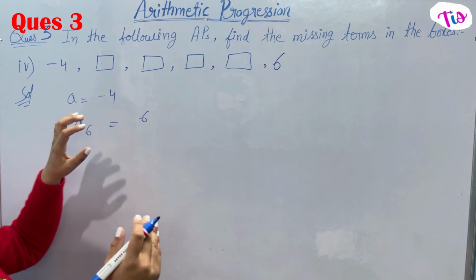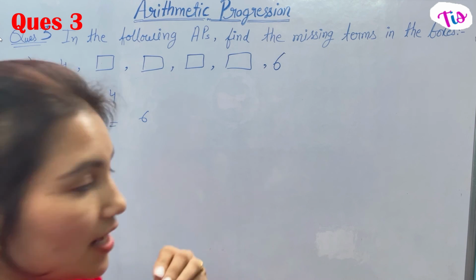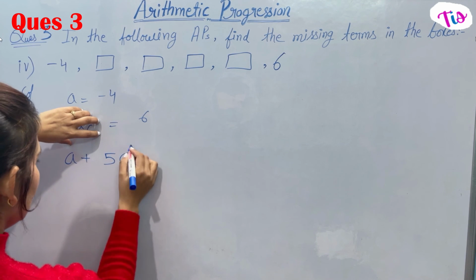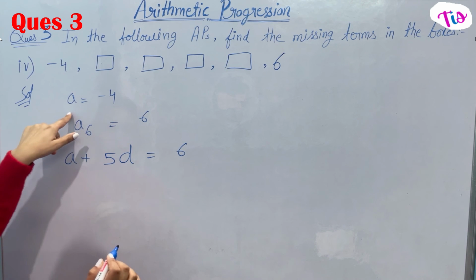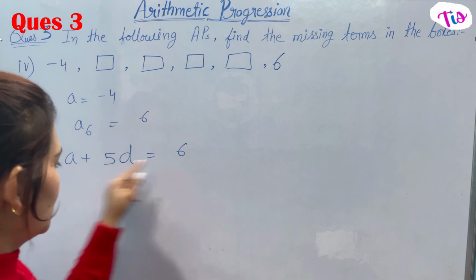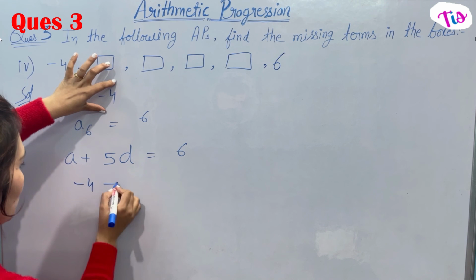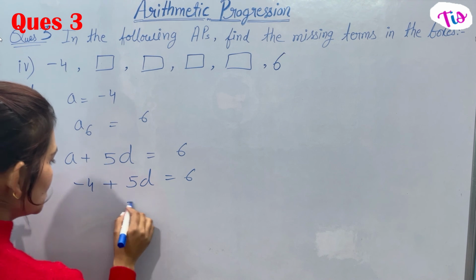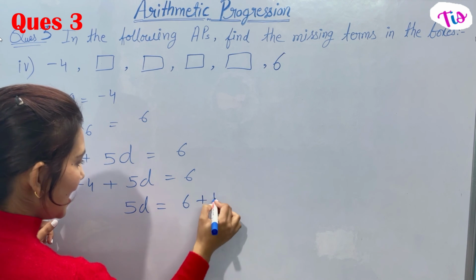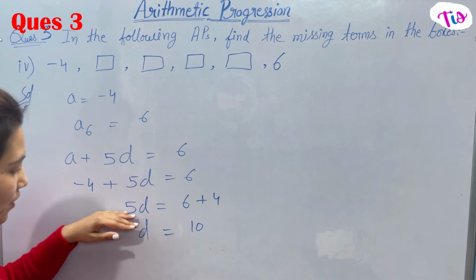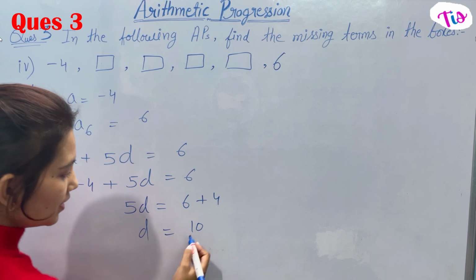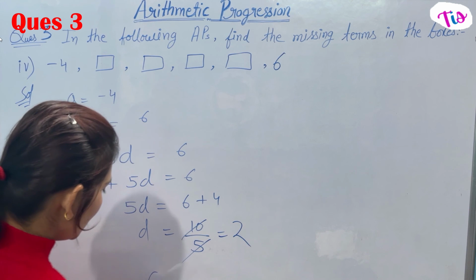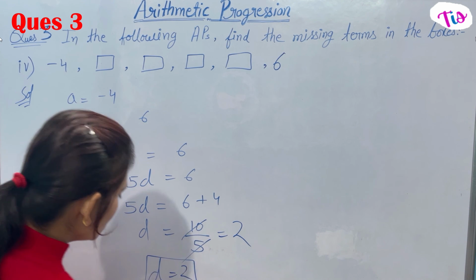According to the general term of an AP, a plus n minus 1 into d, so a6 is a plus 5d, which is 6. Put the value of a in this expression: minus 4 plus 5d is equal to 6. Let's solve this for d. So 5d is equal to 6 plus 4, and 6 plus 4 is 10. 5 goes to the denominator of 10, 10 divided by 5 gives you 2. So d is 2, the common difference is 2.